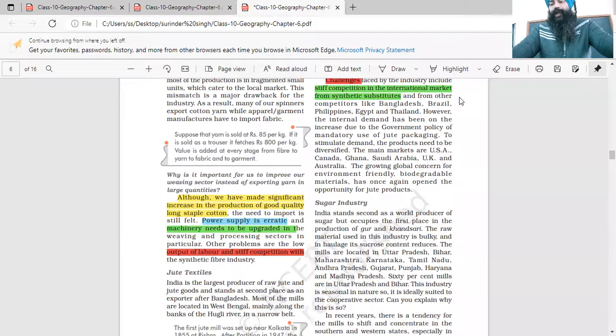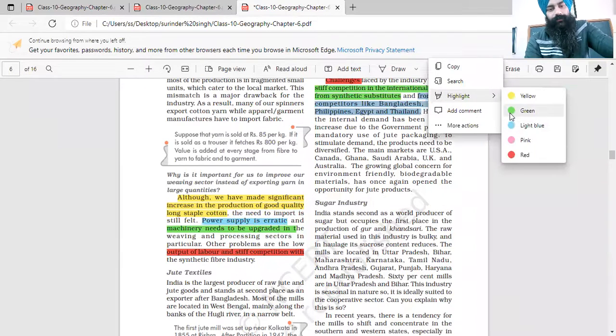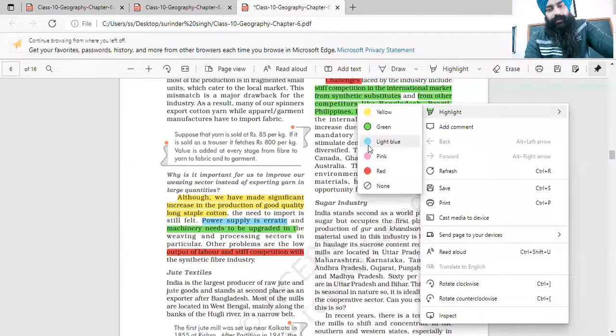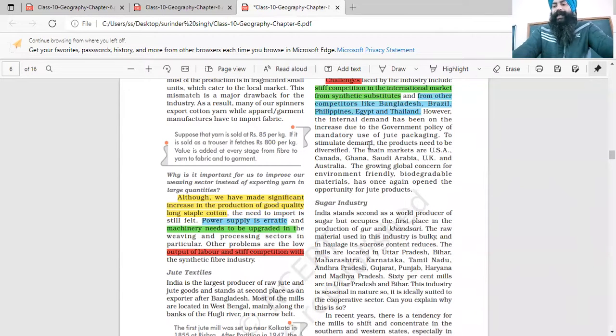Third, rise of new competitors like Bangladesh, Thailand, Egypt, Philippines, Brazil in the field of jute production and jute products. There is an increase in the number of competitors in relation to jute products, such as Bangladesh, Thailand, Egypt, Brazil, Philippines, etc.